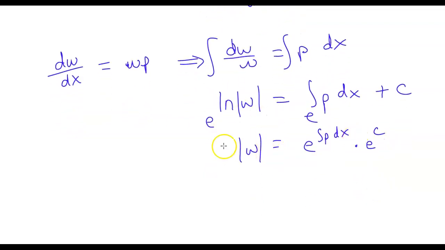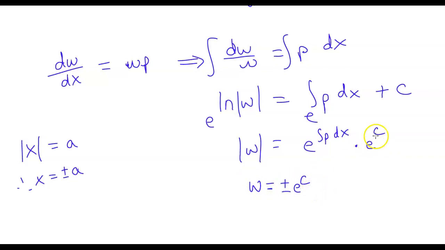And so here we see that with absolute value, if I had absolute value of x is equal to a, we know that this means that x is plus or minus a. So we're going to use the same type of thinking here. This would mean that W would be plus or minus e raised to the C, because e and C are both constants, and this would be times e raised to the integral of P dx in the exponent. And for simplicity, we could just call plus or minus e raised to the C some constant A.